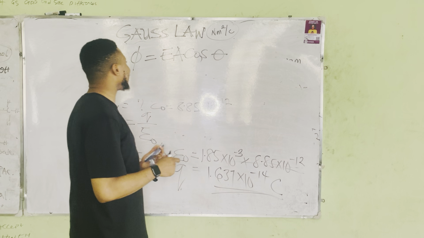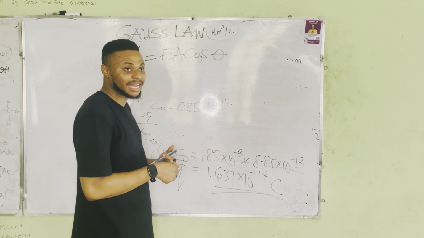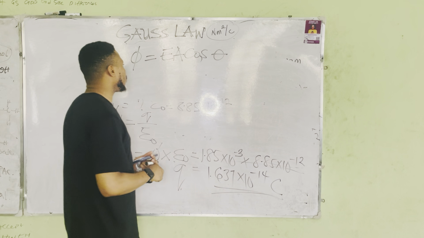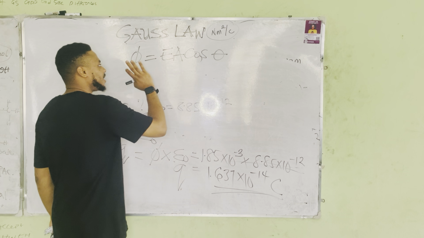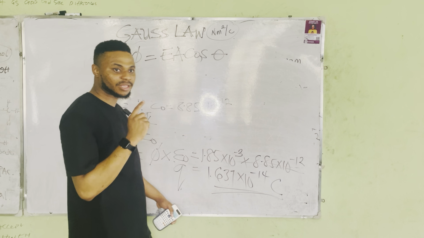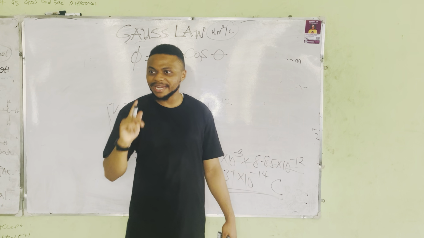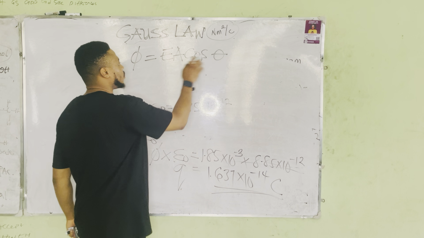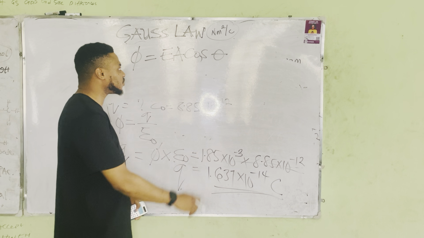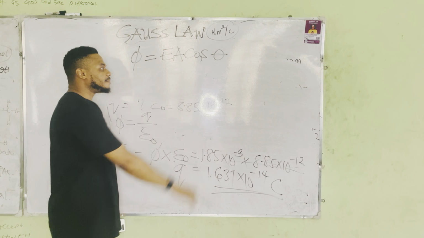So that cos theta is what indicates that there is an angle. Please don't mistake this for this. This is phi, this is theta. Theta is the angle that is formed. So EA cos theta is the formula that will enable us to get the electric flux of a surface when an angle has been formed. Are we together? Beautiful. Remember, theta is the angle, E remains your electric field intensity, and A remains the cross-sectional area.